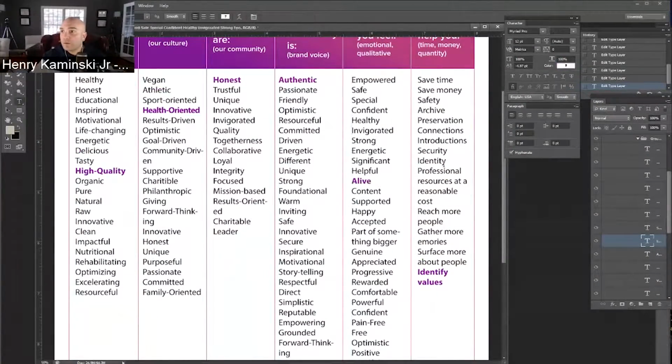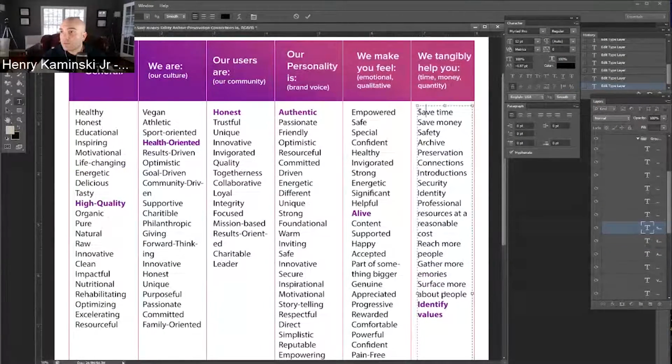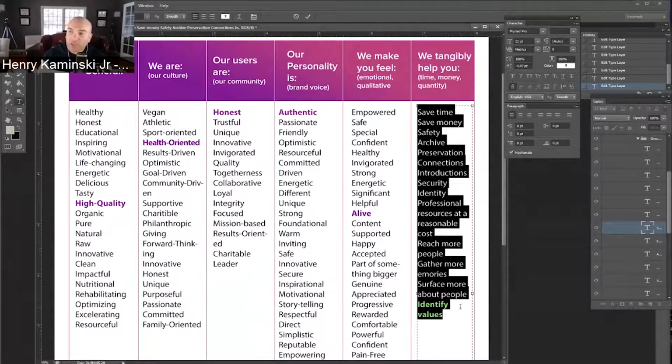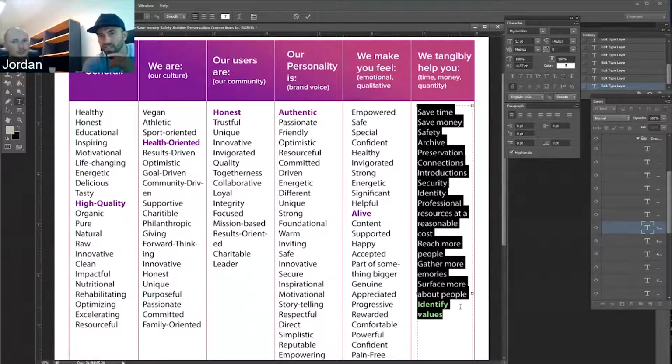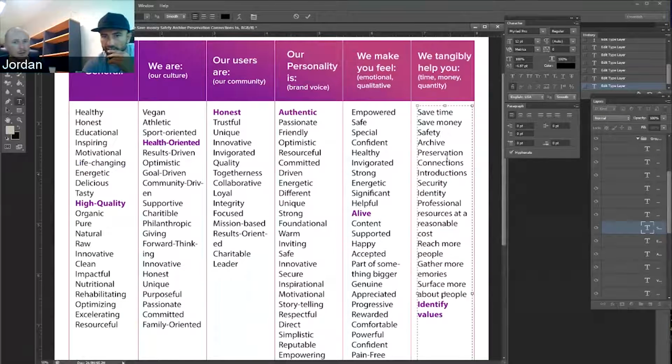All right. This one's with our products. I'll let Andrew explain. So we tangibly help you blank. We've got to think outcome, benefit. What are they actually taking away? Like you can keep, save time, save money, definitely.